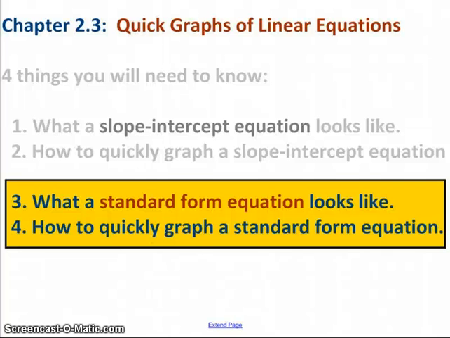Okay, Algebra 2, as you know, I've made two separate videos about Chapter 2.3. Chapter 2.3 is all about how to draw graphs quickly when you have a linear equation. And the separate video was for these first two steps with the discussion about slope-intercept. This video is going to focus on the other kind of form that is discussed in Chapter 2.3, which is the standard form of a linear equation.